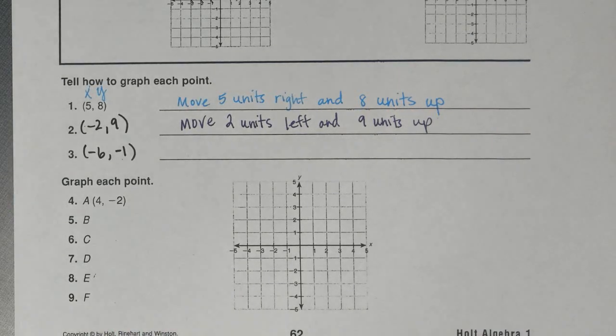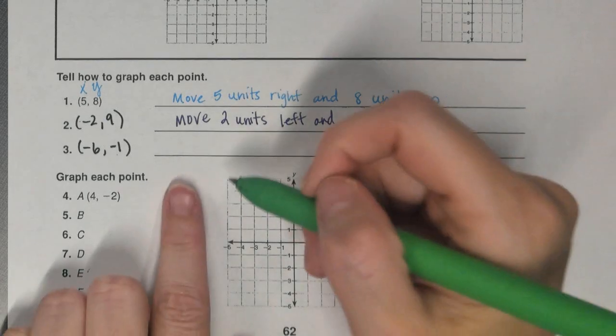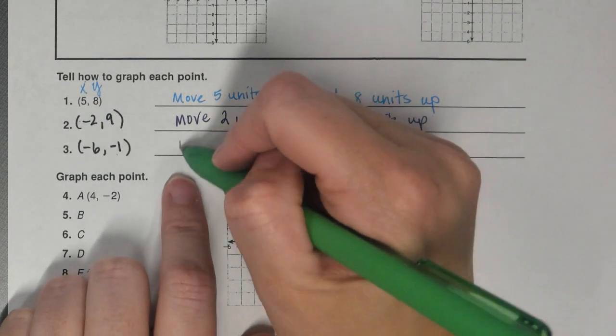All right. Let's do this one. Bree, can you tell me what you put for 3, or what you would put if you haven't started it yet?